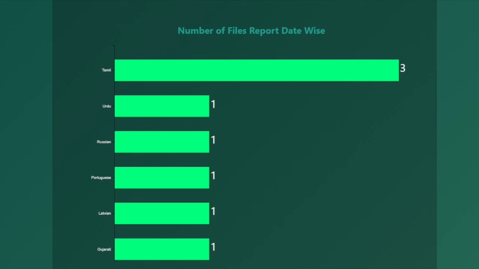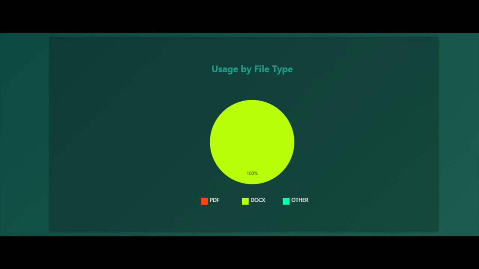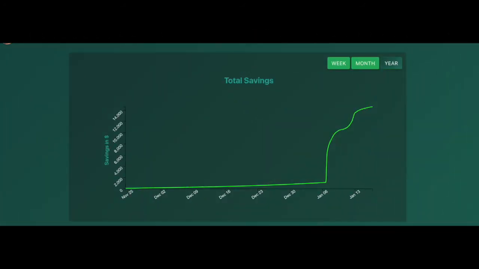In Report page there is visuals for total savings, usage by file format, and number of files translated in particular language. Here in right corner you can filter visuals according week, month, and year.